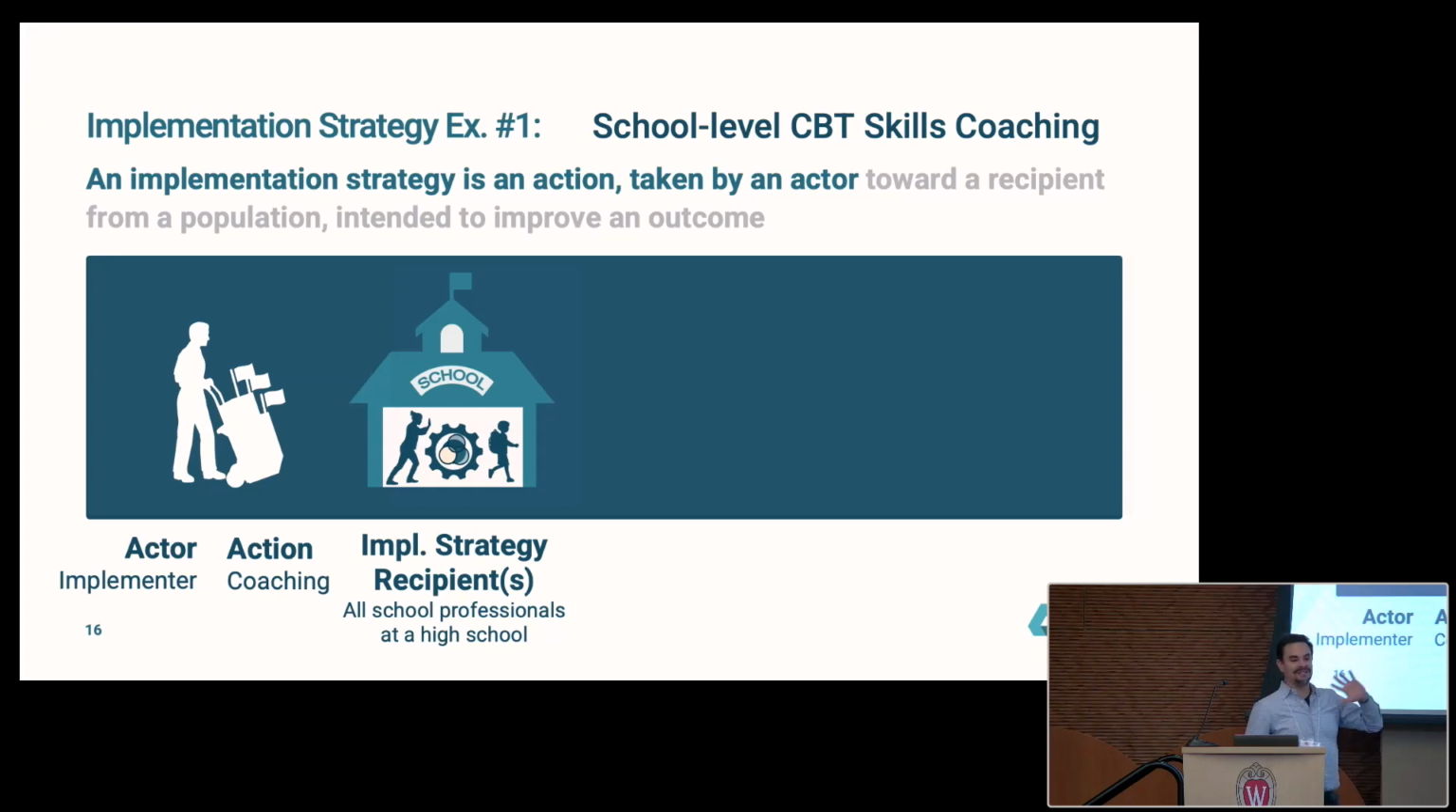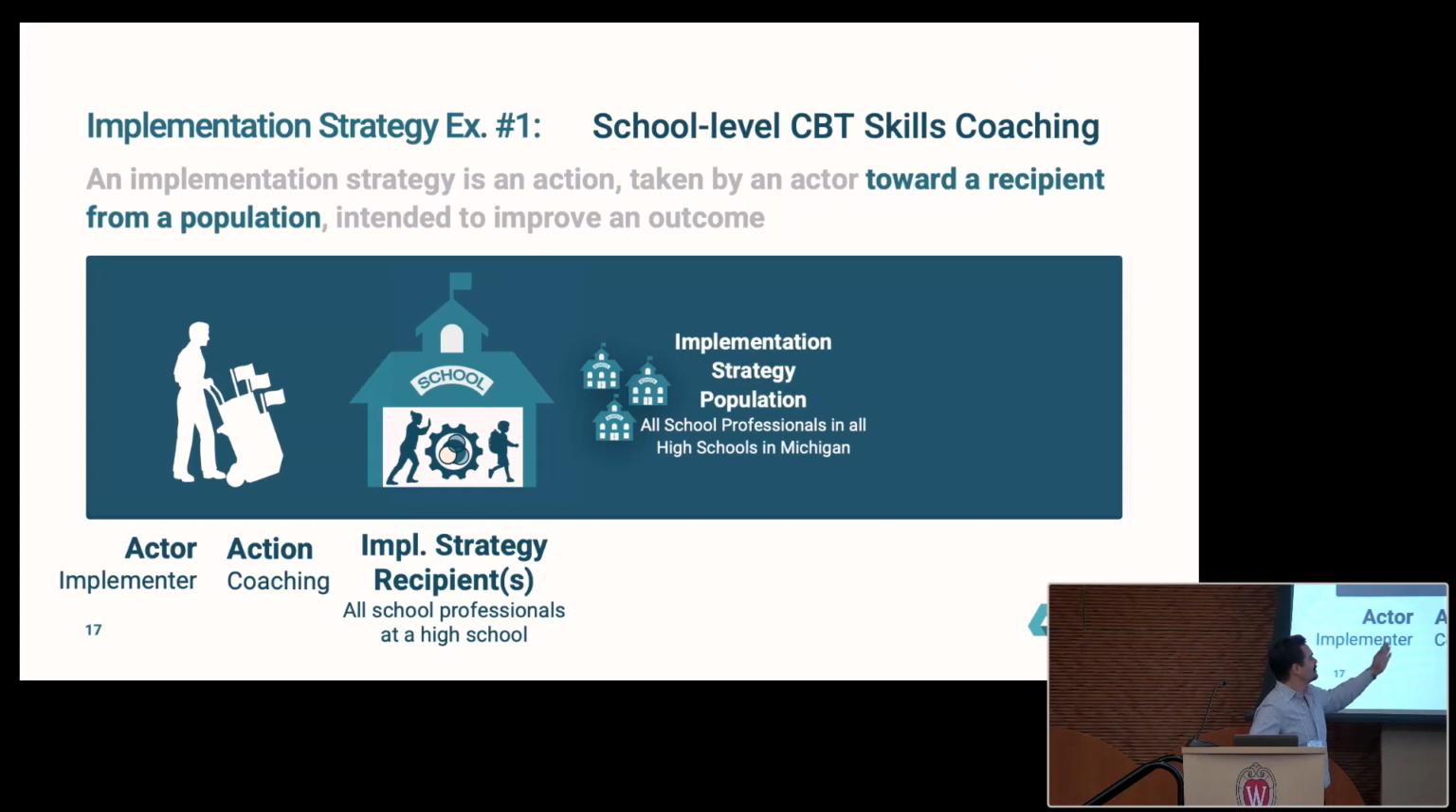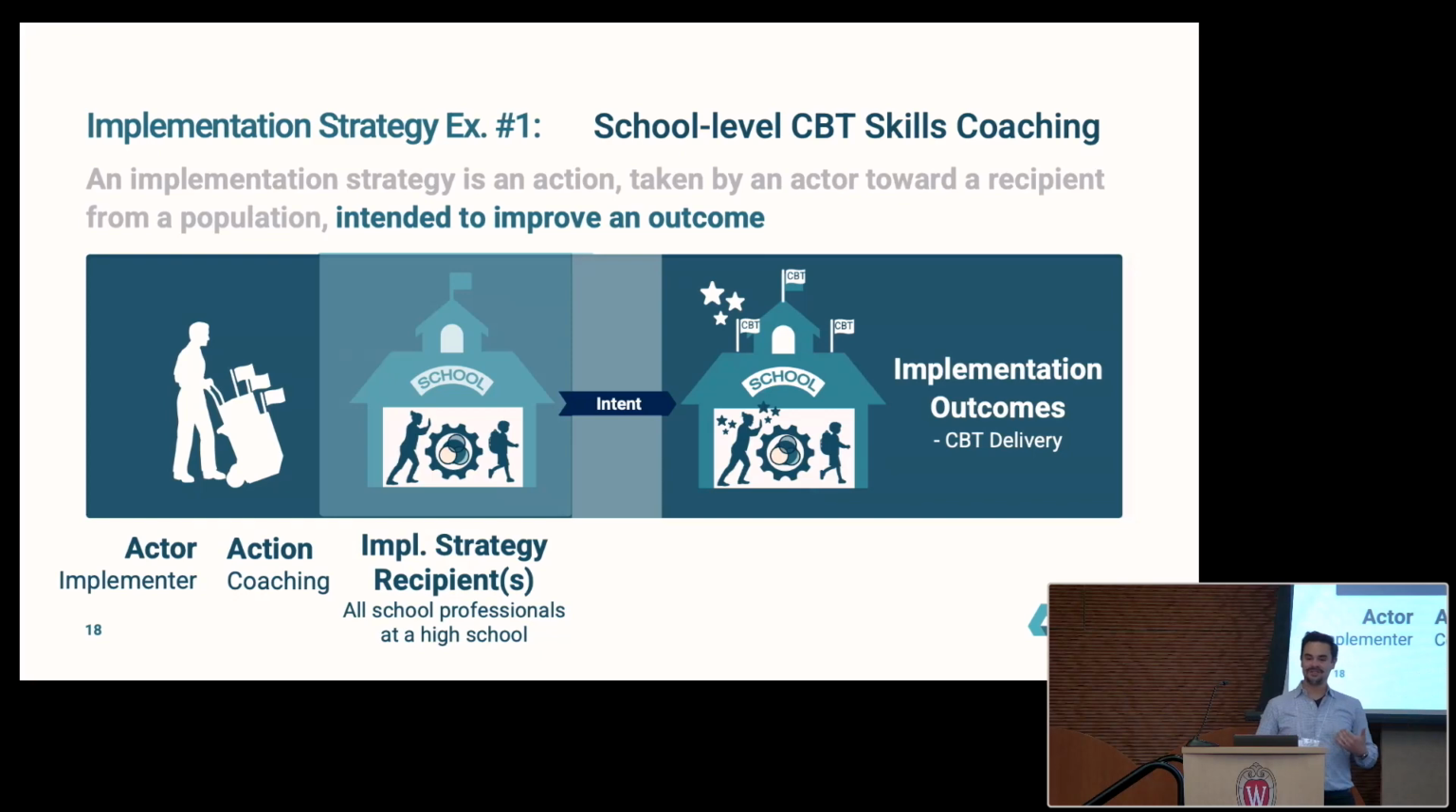The action is going to be CBT skills coaching. And the recipient are all the school professionals at the school. Therefore, the recipient is the school. Okay? And this is from a population of schools. And the intent might be to improve CBT delivery. And you're going to see this example rear its head tomorrow when I give my talk again, where I kind of dive into a really cool study that was able to accomplish this due to Amy Kilborn.